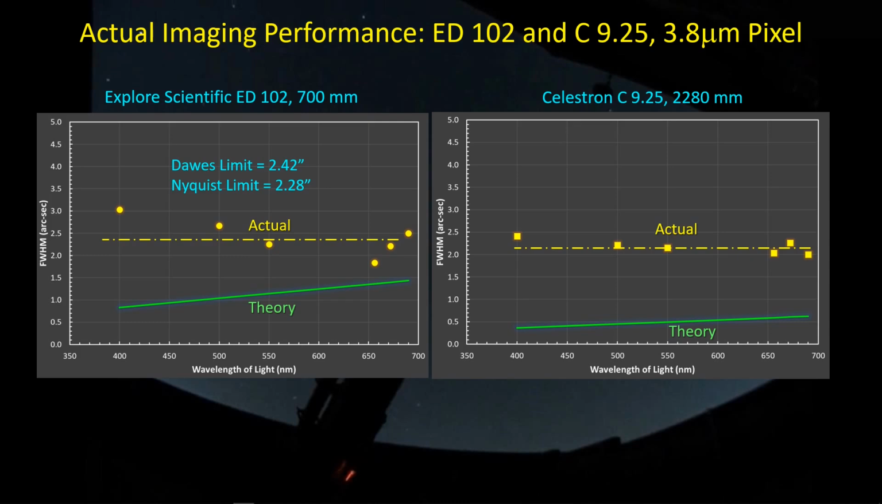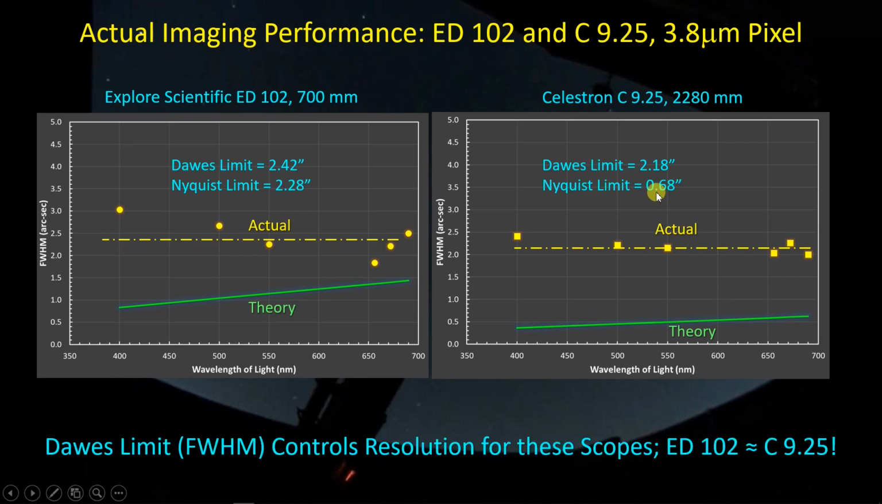The Celestron C925 is supposed to be my resolution powerhouse, which is why this line is way down here at 0.5 arc seconds. But in fact, the performance I'm actually getting out of it is up here, and if you look at Dawes limit, it's 2.18 arc seconds based on what I'm actually getting out of the telescope. And the Nyquist limit is way down here at 0.68 arc seconds. For these 2 telescopes, the Dawes limit, rather than the Nyquist limit, is actually controlling the resolution of these scopes.